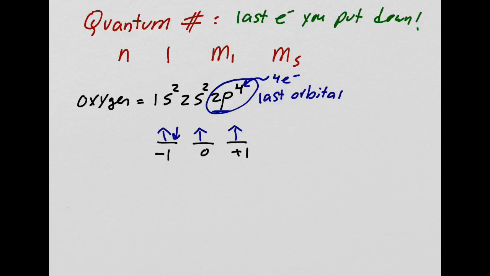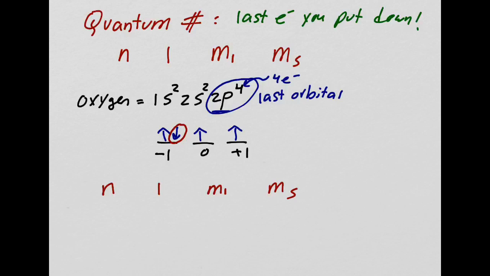I put down the electrons. What did I say up here? I said quantum number is for the last electrons you put down. Which one was the last electron I put down? This one right here. That was the last electron I put down. Okay? So, we are going to write down quantum numbers for oxygen. Again, quantum numbers in this order is always N, L, M sub L, and M sub S.